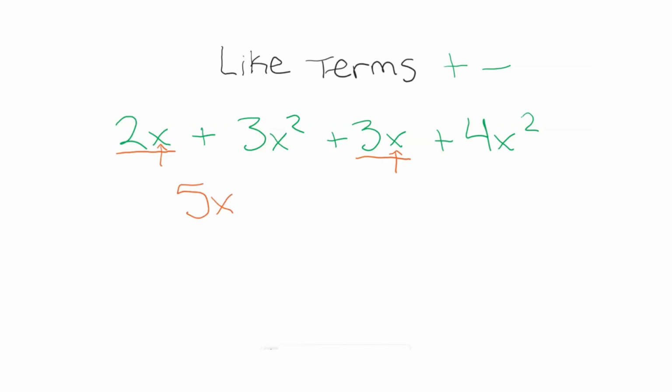We also have the 3x squared and the 4x squared. So now we have x squared. These are also like terms because the variable, x squared, is the same. So we can add together the 3 and the 4. 3 plus 4, what does that equal? That equals 7. So we get plus 7x squared. So that's a brief example of how to simplify like terms.